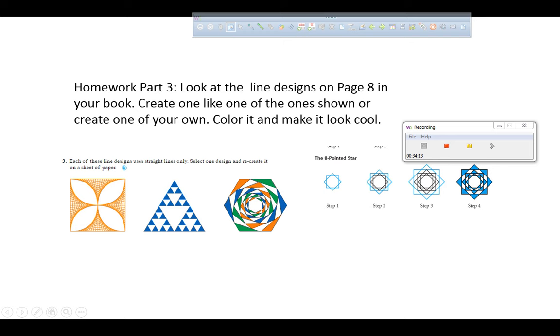So the line design, don't worry about it for right now, but maybe next block day, just work on the homework. And those are in your book on page 8. Okay? And I posted this PowerPoint too. This one isn't in your book.